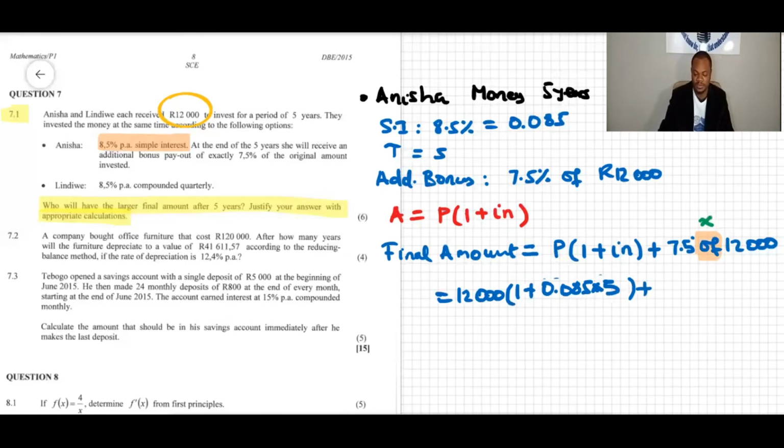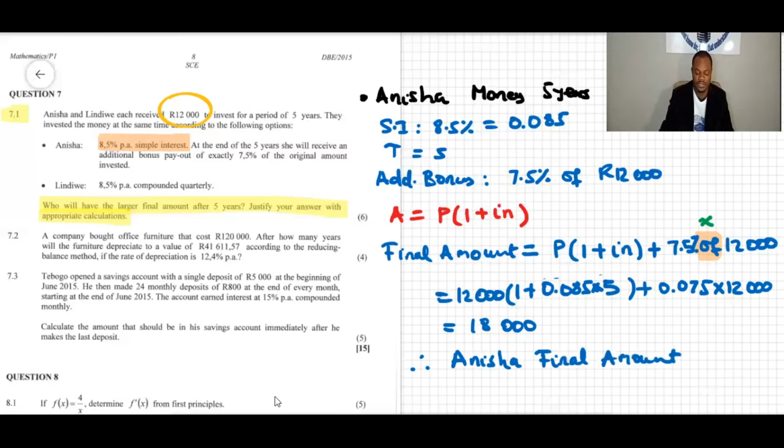I meant to say 7.5% here. So this will be plus 0.075 times 12,000, the original amount. Now, if we press this in the calculator, we get exactly 18,000. That's the final amount. Therefore, Anisha's final amount will be 18,000 rand.